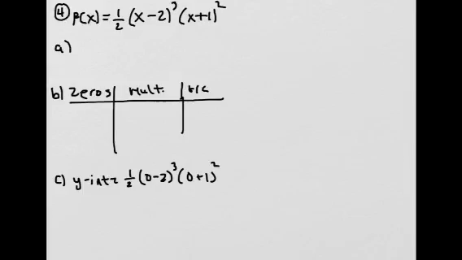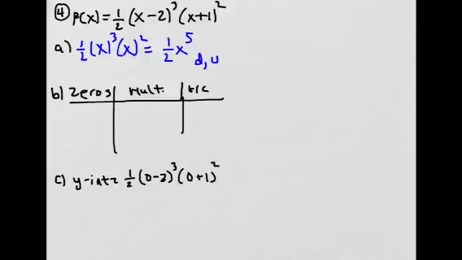Okay, so let's go find the leading term. So we're going to take the a value times x cubed times x squared. So it's 1/2 times x to the third times x squared. That's going to give me 1/2 x to the 5th. So this tells me that it's going to be a down, up because the degree of the polynomial is odd and the a is positive. So on the left side it's going to go down, on the right side it's going to go up.